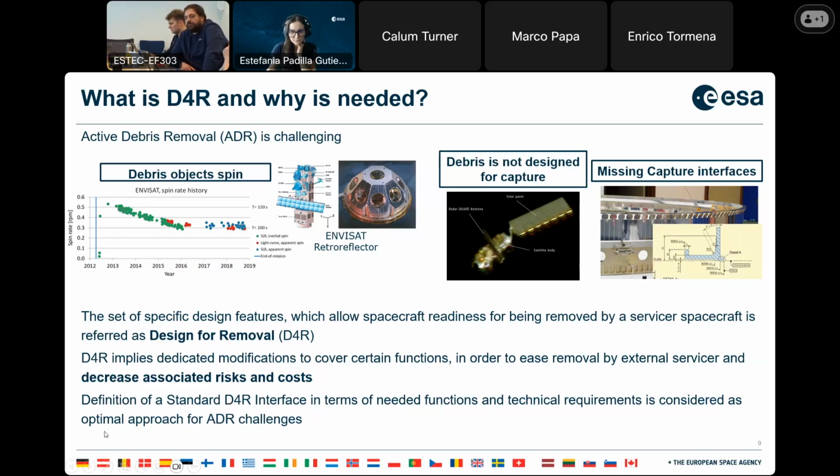Design for removal implies a lot of dedicated modifications to cover certain functions in order to ease the removal by this external servicer. Another point that needs to be highlighted is the decrease of all the associated risk in performing this kind of activity, and also the cost. The definition of a standard for the removal interface, in terms of needed functions and related technical requirements, is considered by the agency as an optimal approach for all the active debris removal technical challenges.